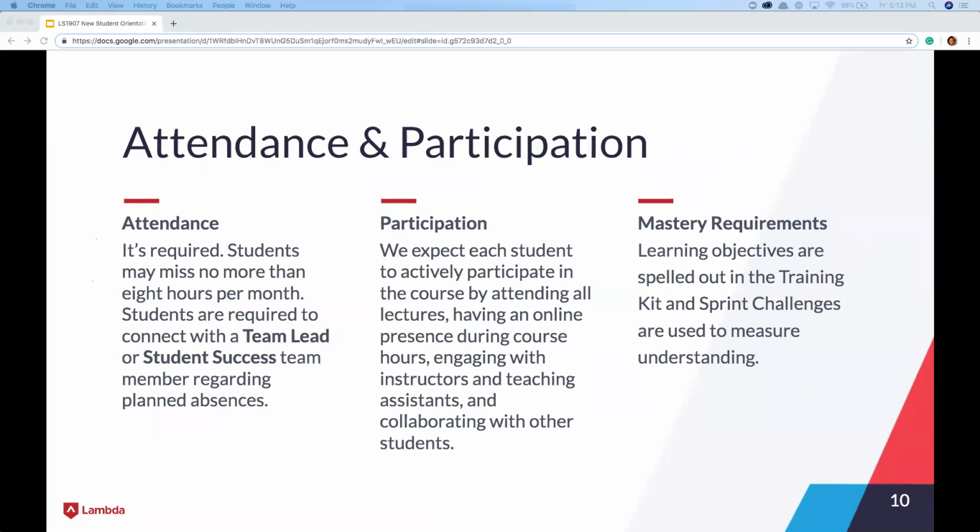Jasmine, how do I know if I'm actually learning what I should be? Mastery, okay? At Lambda School, we present our students with challenges to measure your understanding of a subject. They're called sprint challenges, okay? We'll talk more about that in a second, but everything that you need to know is in your training kit.